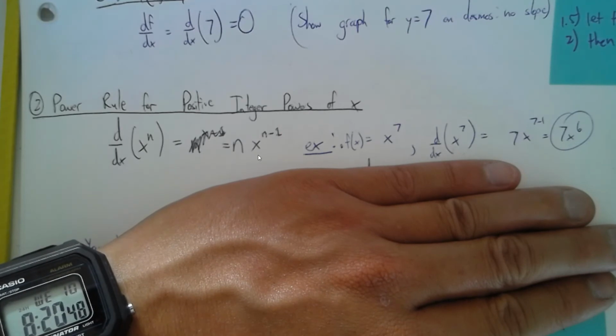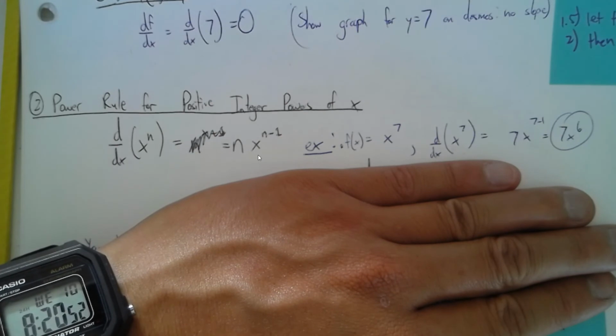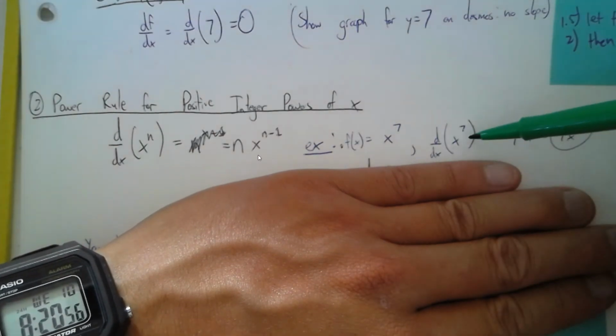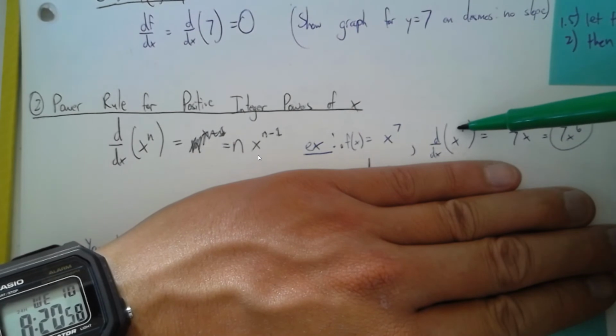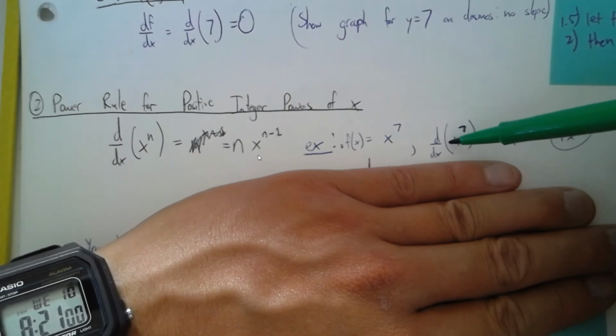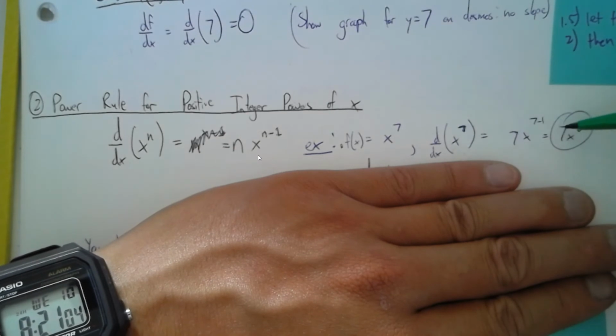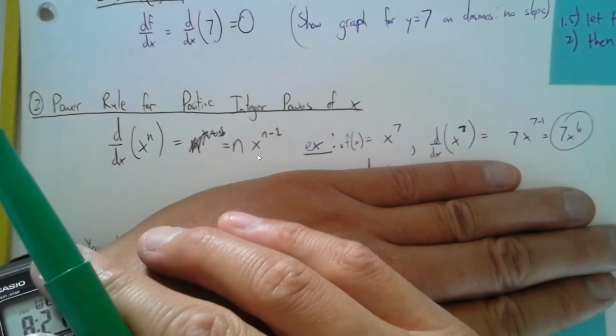An example would be f of x equals x to the 7th power. You take the derivative of x to the 7th power. You take down this 7 to the front. You subtract 1 away from the 7. And you should get 7x to the 6th power. Okay?